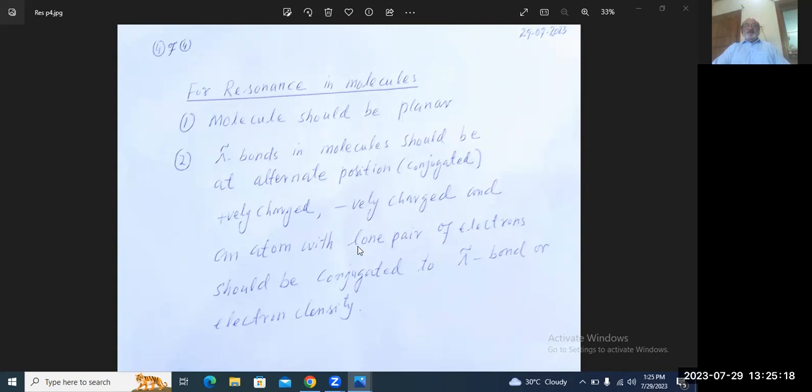It gives you the resonating structures, and in this way you can explain the phenomenon of stabilization, and this can help you in finding the reaction kinetics and the stabilization of the molecules.